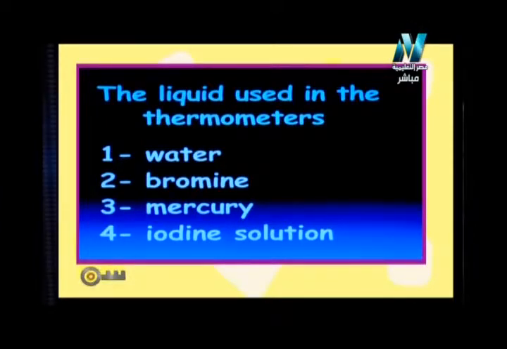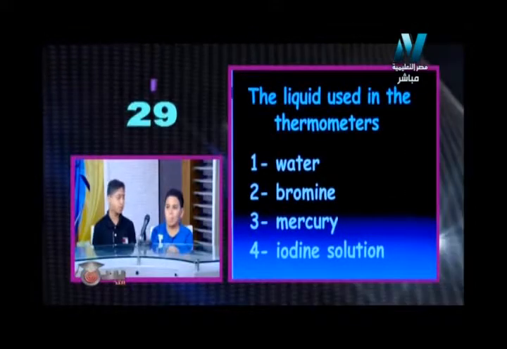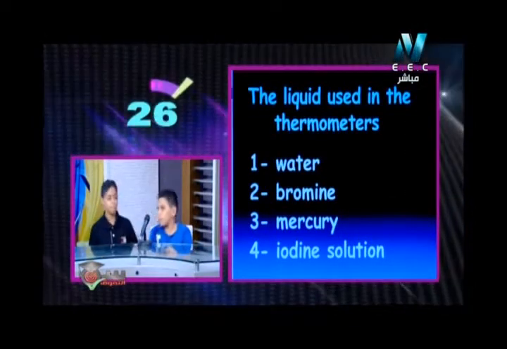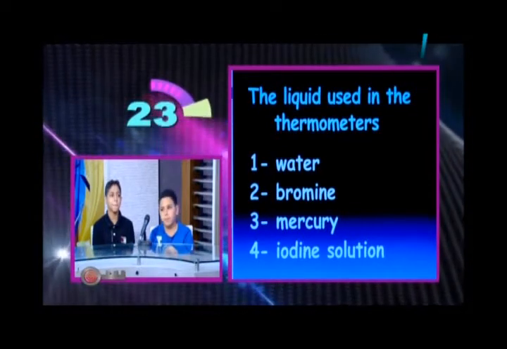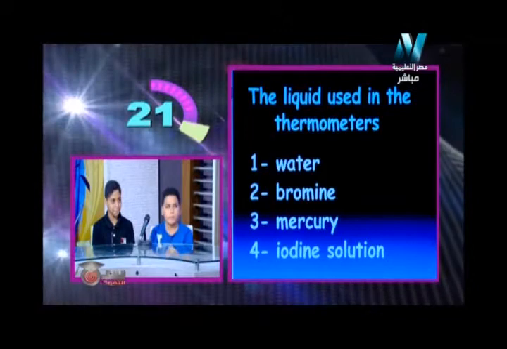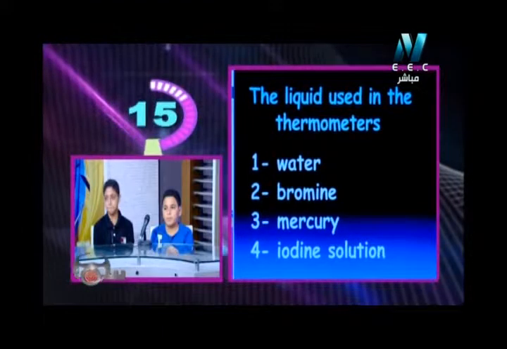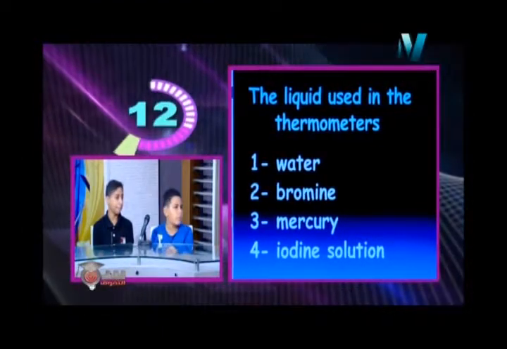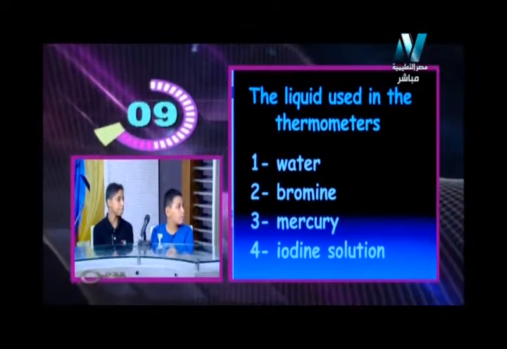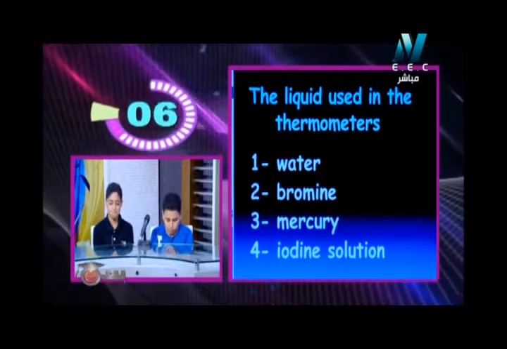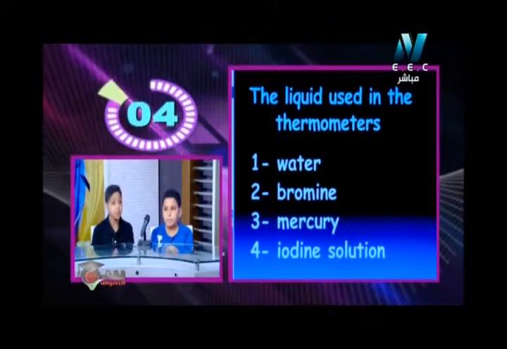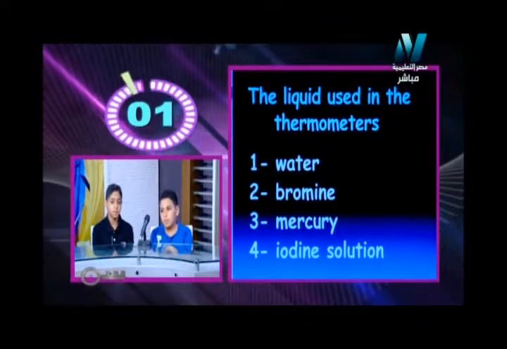So let's start the timer now. The question says again, the liquid used in the thermometers: water, bromine, mercury, iodine solution. Who will answer the question? Matthew or Seth? Yeah, Matthew, you will answer after 17 seconds. You can answer now, Matthew. Mercury. Mercury, yeah. Mercury is the liquid used in the thermometer, and we know why we choose mercury.